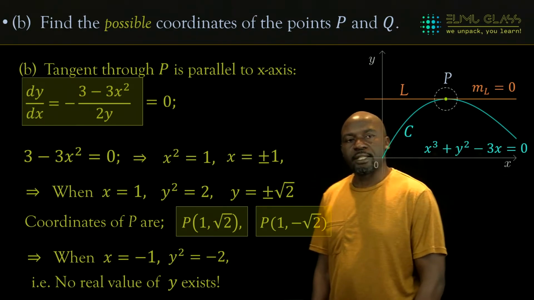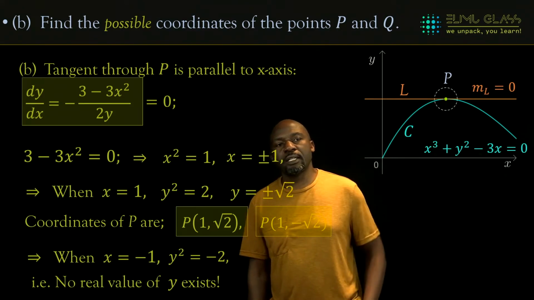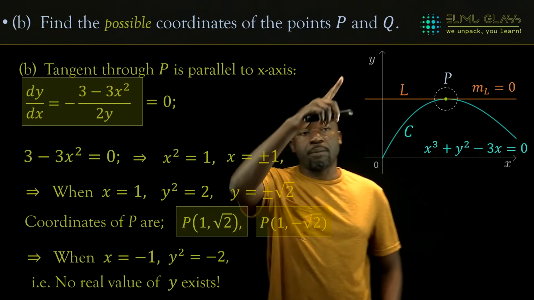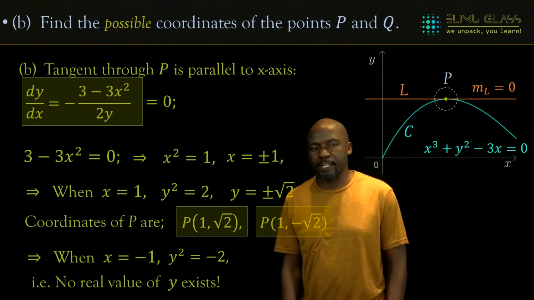Okay, now let's see part B. Part B is to find the possible coordinates of point Q, all right, where Q is a point such that the tangent is parallel to the y-axis. All right, let's see that.